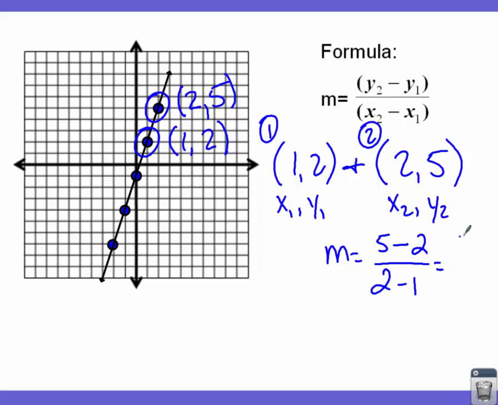5 minus 2 is 3. 2 minus 1 is 1. And we still get the slope of 3 over 1, just like in the previous two examples. So that's how we find slope from a formula. So let's see if we can try a couple.